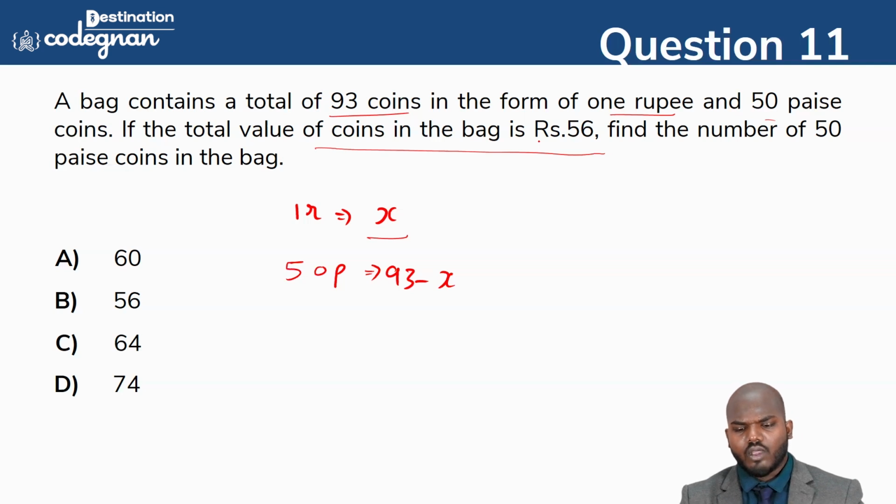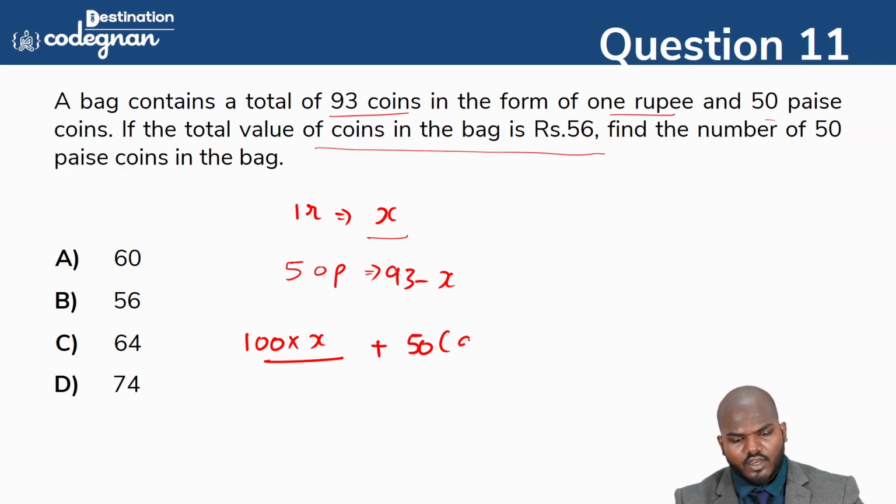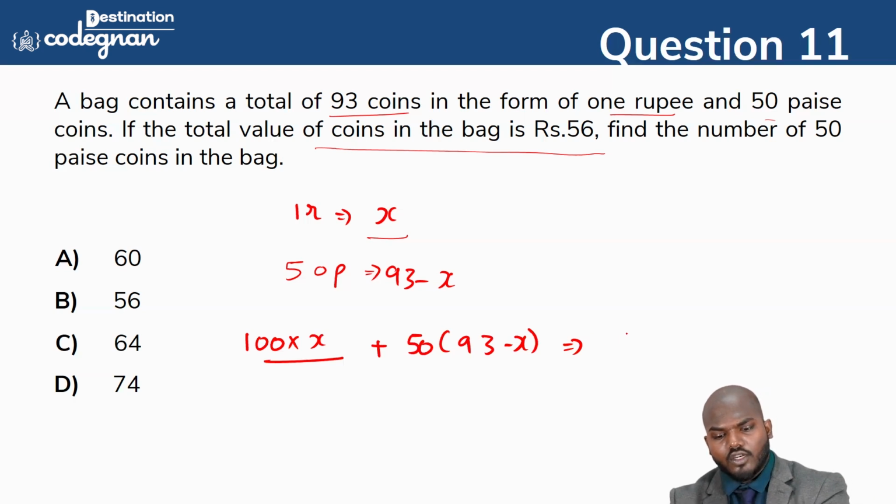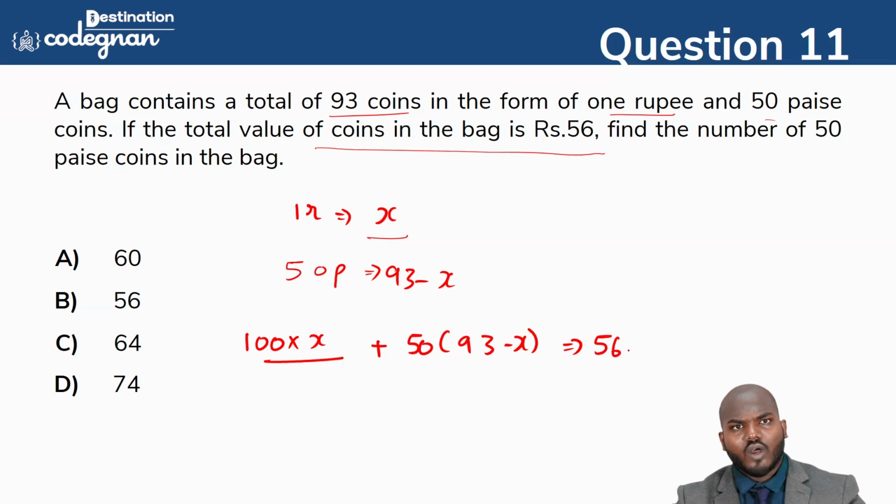Okay. So now I'm going to use this. The 1 rupee coin, I'm writing as 100 paise. 1 rupee means 100 paise. 100 paise times X, I don't know how many coins there are, plus 50 paise times 93 minus X. So is equal to, if you combine both of them, you will have 56 rupees, right? You need to write it only in paise, because if one side is rupees and one side is paise, it is not agreeable.